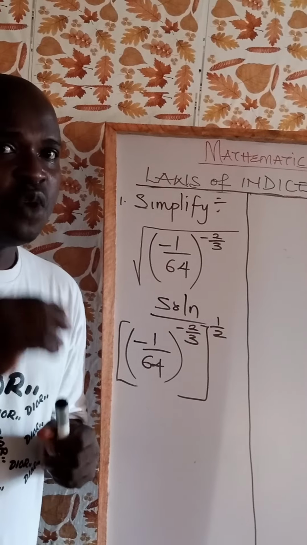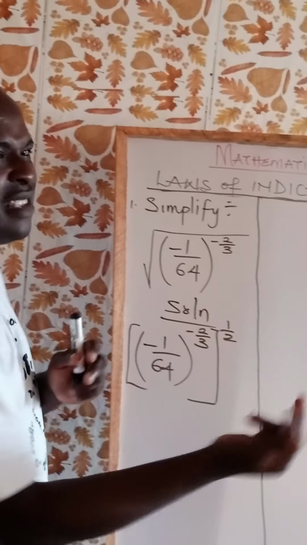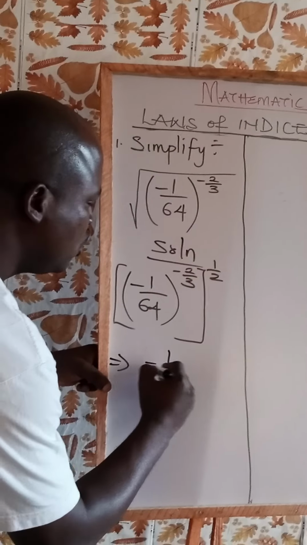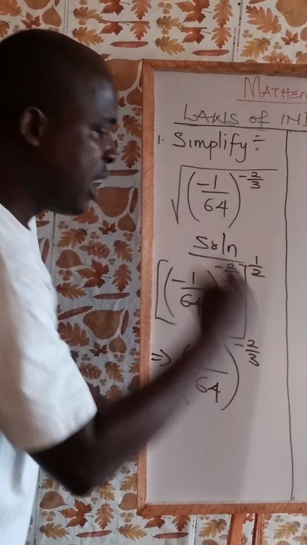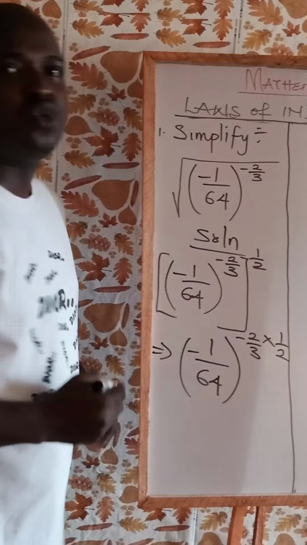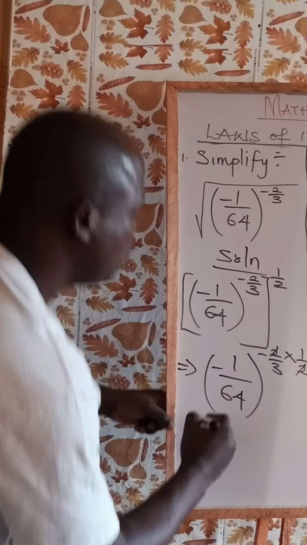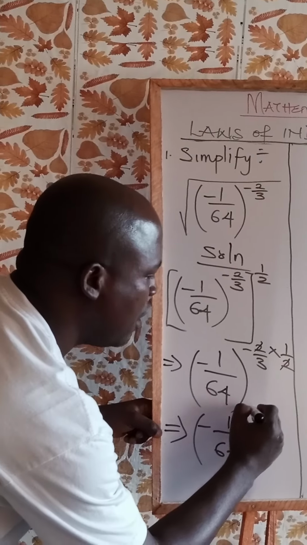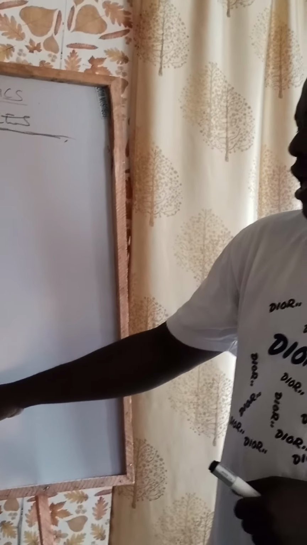Law of indices: when you have a base raised to a certain power, and both base and power are now raised to an external power, the external power and the power, the two of them will multiply each other. That means we are going to have minus 1 all over 64, to the power of minus 2 all over 3, which is the original power, times 1 all over 2. Of course, we can reduce to the lowest term here. So we cancel 2. We are now left with minus 1 all over 64, everything to the power of minus 1 over 3.